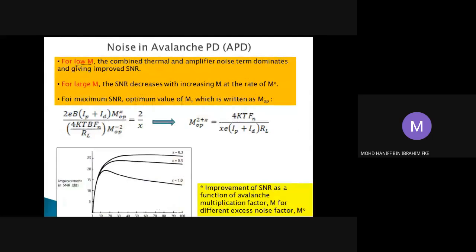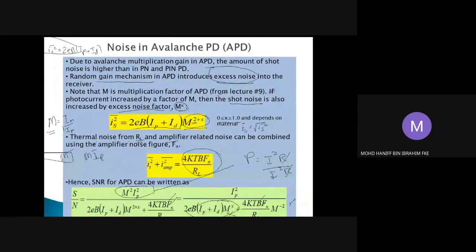And this will definitely improve the signal to noise ratio, because the IP squared terms here will keep increasing, but these terms here will be constant, because when you have a constant value of M, this will be a constant value. This can be ignored. So as such, we can say that the effect of shot noise can be negligible, and the signal to noise ratio will increase.